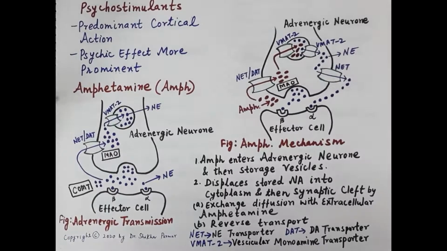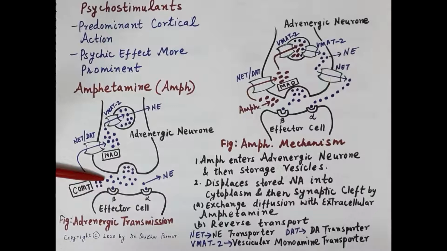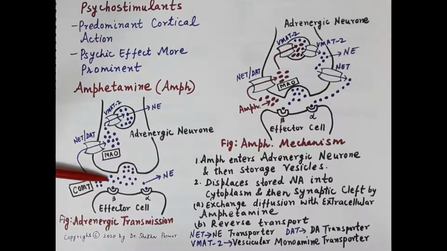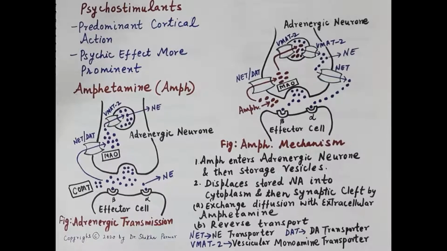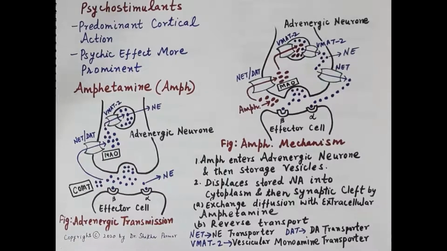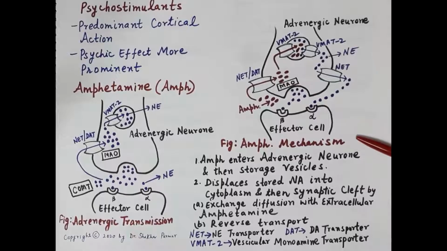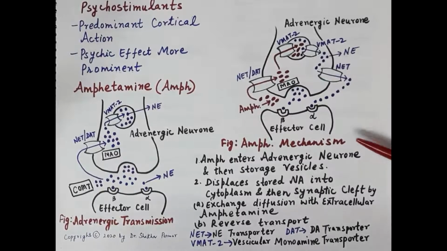Now, what amphetamine does is this, that it increases the levels or the availability of norepinephrine and dopamine at the synaptic cleft. And by increasing the levels of norepinephrine and dopamine at the synaptic cleft, it acts as a psychostimulant. It produces the CNS stimulant effect. Now, let's see the mechanism of amphetamine in this diagram.